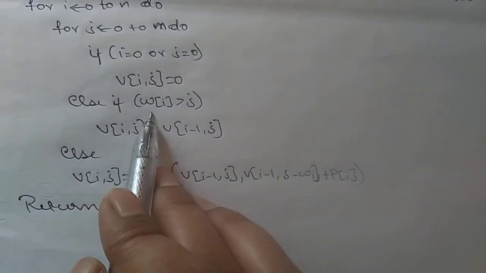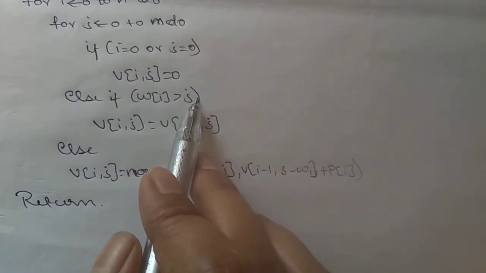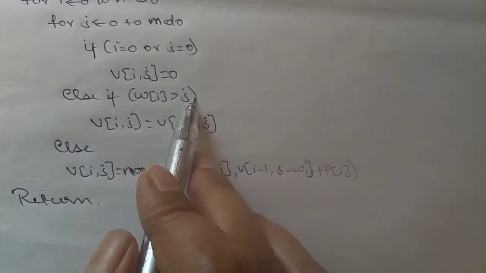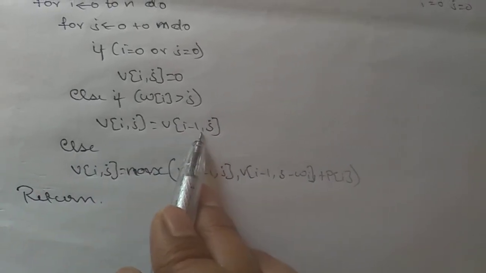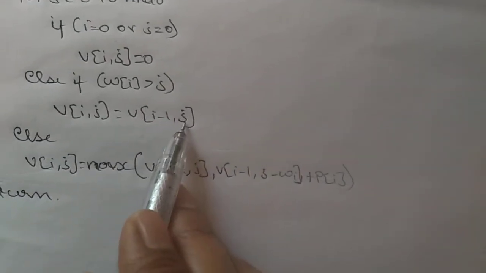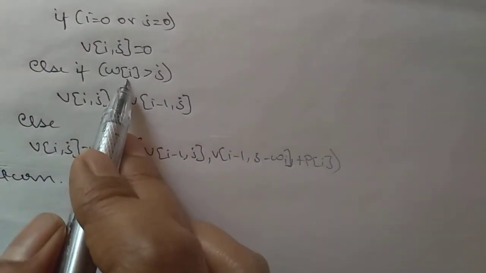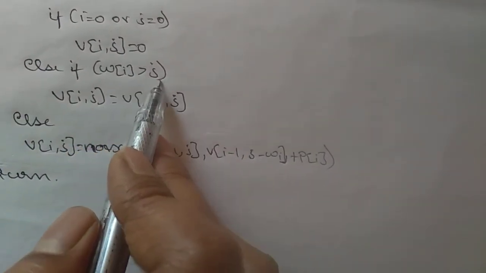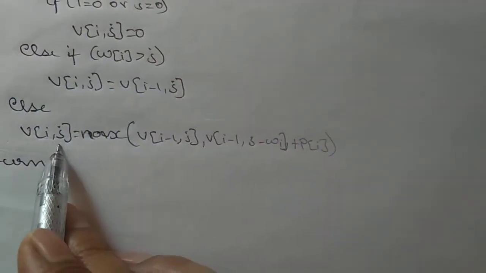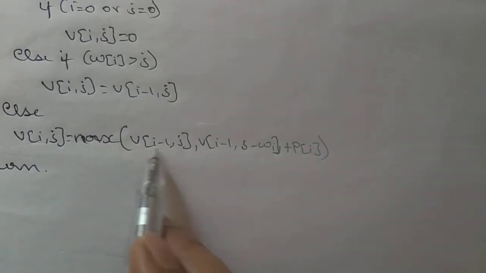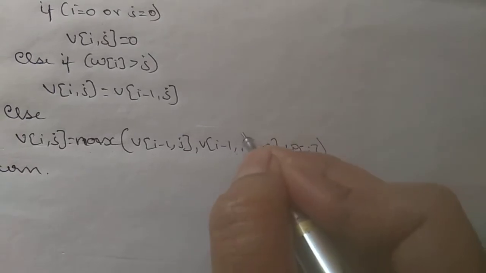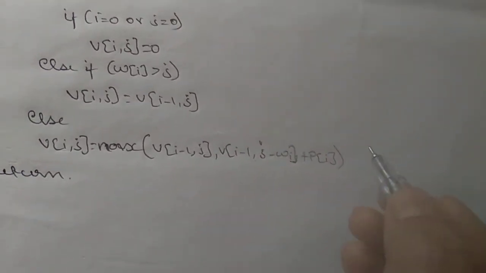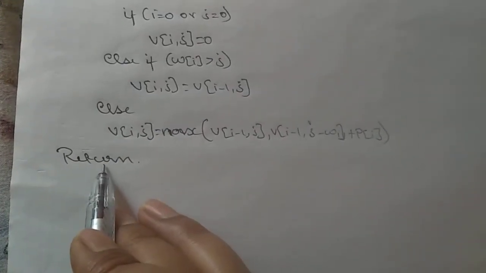Else if Wi is greater than j, if the weight is greater than j, what do you have to do? You have to reject the current object and go with the previous one. V of I j is equal to V of I minus 1 comma j. Else, that is Wi is not greater than j, it is less than j, then V of I j is equal to max of V of I minus 1 comma j, V of I minus 1 comma j minus W of I plus P of I. Then you have to return the profit.